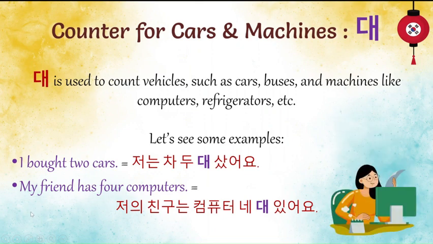Next is my friend has four computers. 저희 친구는 컴퓨터 네 대 있어요. Here, the noun that you are counting is computer. So computer in Korean is a loan word, 컴퓨터. Four is 네. And because we are counting a machine, we have to use the counter word 대. Computer 네 대. Okay? So this is how it works. It is very easy. Just remember the counter word, remember the format for using it in sentences, and you'll be able to form sentences quickly, right?